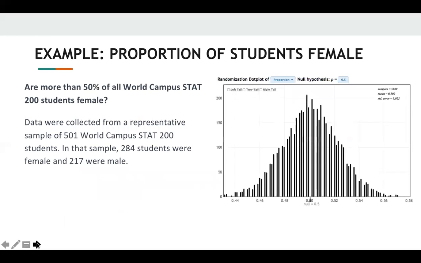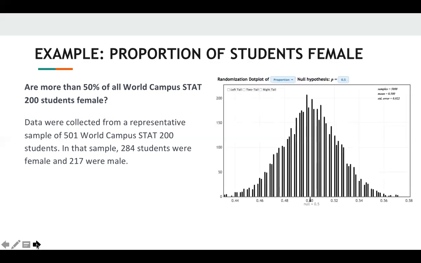So we're going to go through an example of this with a proportion of Stat 200 students that are female. So the question is, are more than 50% of all World Campus Stat 200 students female? Data were collected from a representative sample of 501 World Campus Stat 200 students. In that sample, 284 students were female and 217 were male.